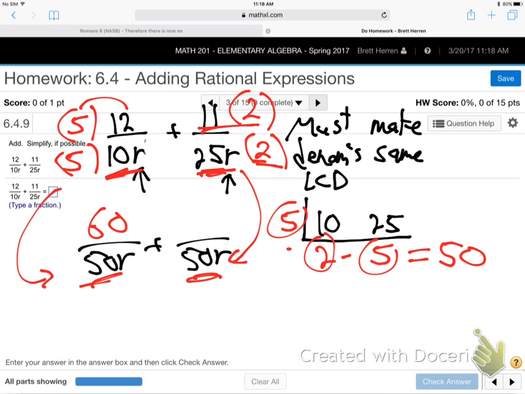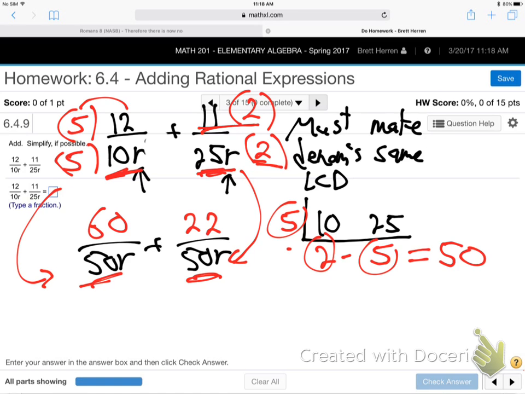2 times 11? 22. Now we've got two brand new fractions that look different but are not really different, and they have common denominators, so we can add them. Do you see why we're doing what we're doing? We had to make the bottoms the same. You can't add them otherwise. So we had to change them without changing them. Right? We had to change the way they look.